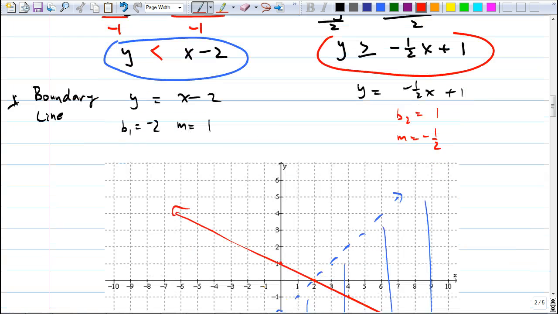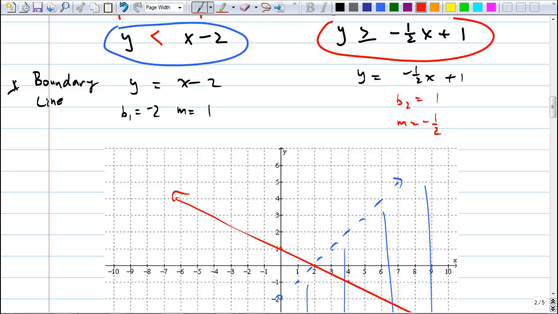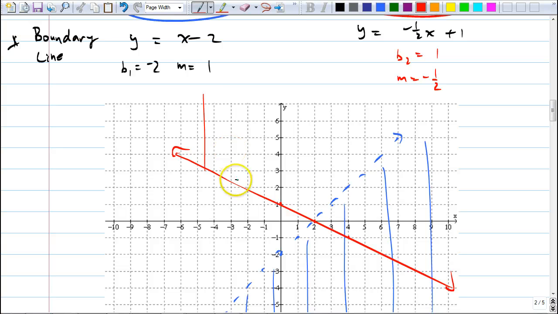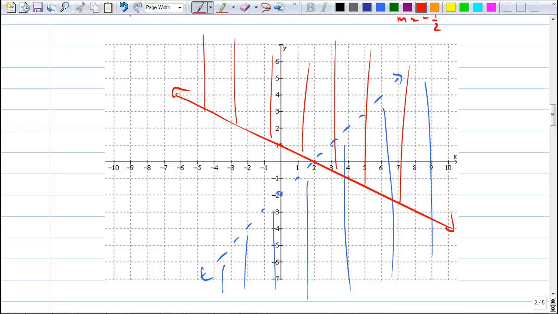Now, do we shade above or below? It says y is greater, so do we shade above this line or below? Y is greater, so it's going to be where? Above or below? Above, right? Does that make sense? So it's every ordered pair that is above this line, including the boundary line, because it says y is greater than or equal to. Does that make sense? So this is how you show the solution.